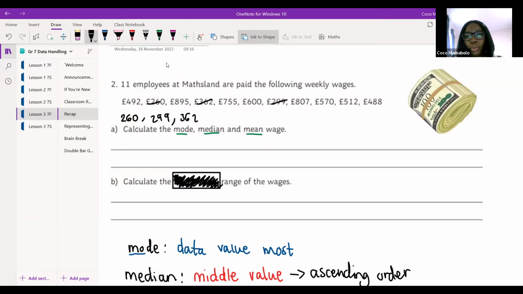From 362. Why do I feel like other people are getting paid way more than others over here? Somebody only got paid 260. 488 first, teacher Coco. Which one first? 488. Oh, 488 first. Thank you, teacher Kat. Okay, 488 and then 492. There we go.